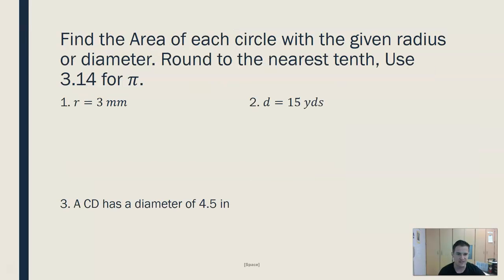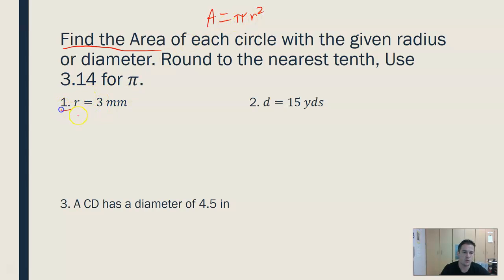So let's delve into this. Let's practice finding the area of a circle. So this says, find the area of each circle with the given radius or diameter. Round to the nearest tenth. Use 3.14 for pi again. So we're doing very similar to what we did in the last video, except now instead of circumference, we're finding area. So remember that the formula for the area is area equals pi times r squared.